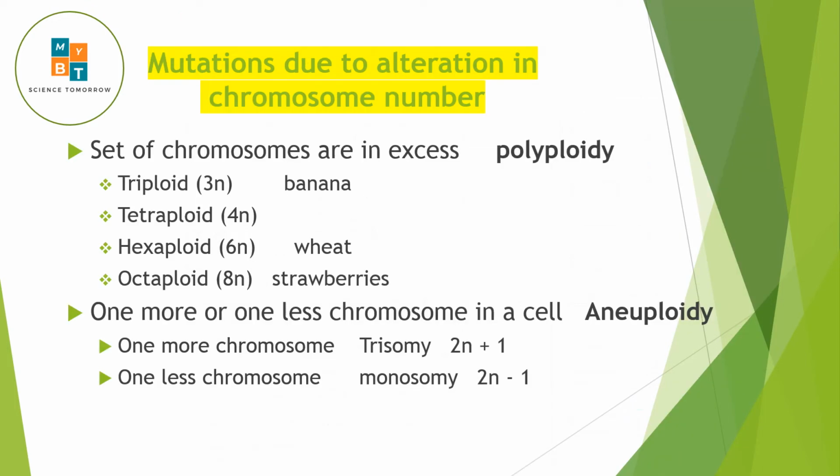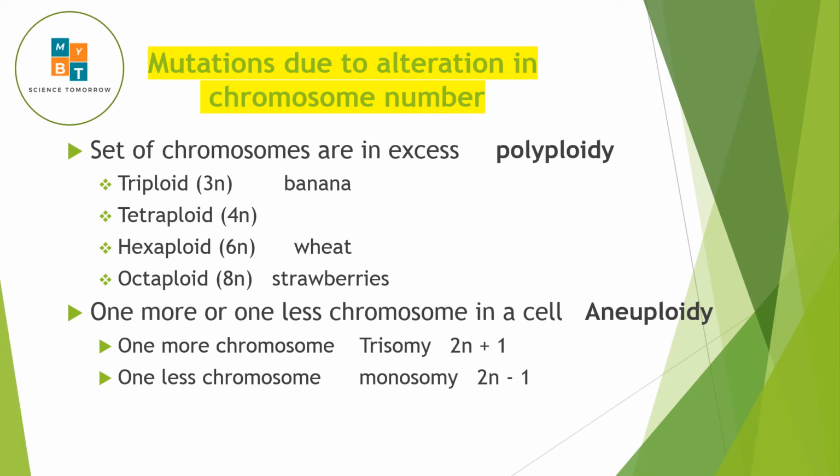Now we are going to talk about mutations due to alteration in chromosomal number. Here we can have two types also. We know that we have paired sets of chromosomes. If we have three sets, it is an excess set. Just like that, an excess set is called polyploidy. Basically, polyploidy is mainly considered in plants. They have a good outcome, good productivity, good efficiency.